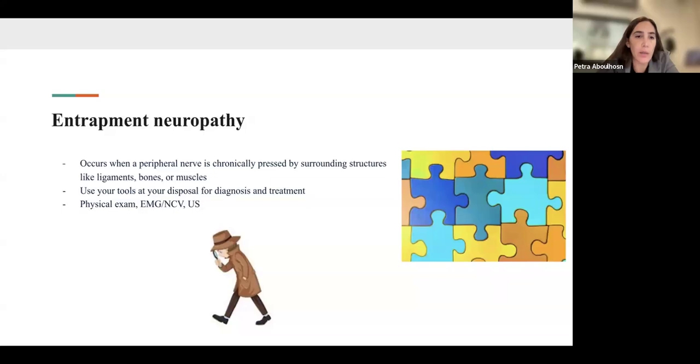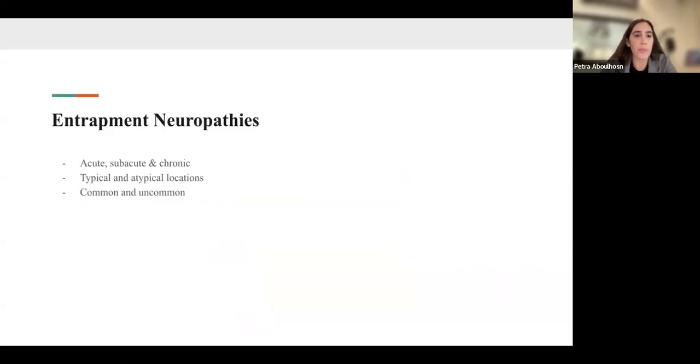Like already mentioned, you use the tools at your disposal for diagnosis and treatment. Physical exam is very important, but we can also use EMG and ultrasound to figure out where exactly the nerve is compressed. Obviously, you can use other advanced imaging like MRI as well. Entrapment neuropathies can be acute, subacute, or chronic. We have typical and atypical locations, and these typical and atypical locations could also be common or uncommon.